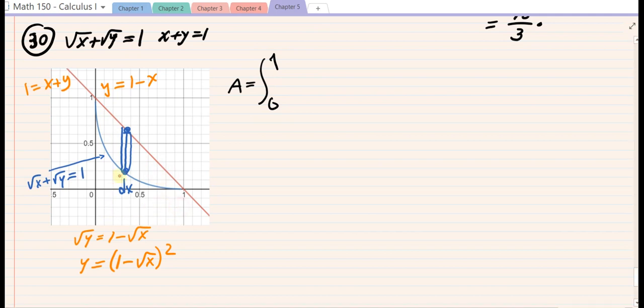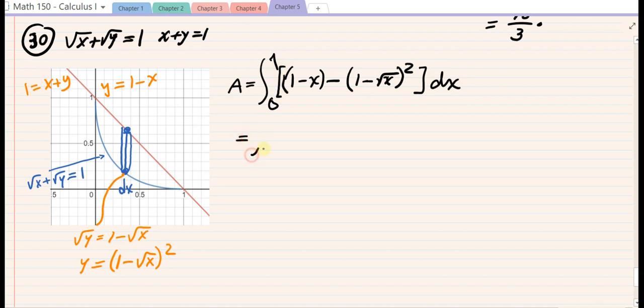And the integrand is going to be, the upper curve is 1 minus x minus the lower curve, which is 1 minus root x quantity squared, right? And then the dx. There, that would be the area.